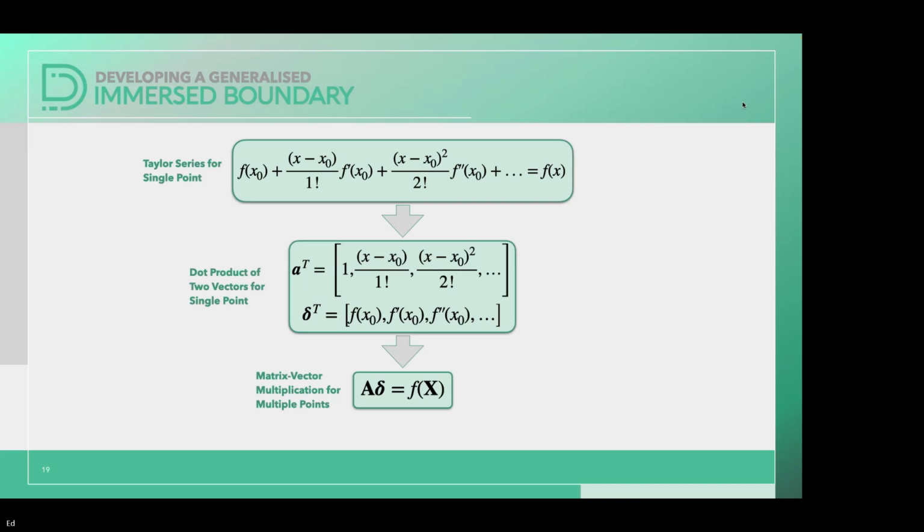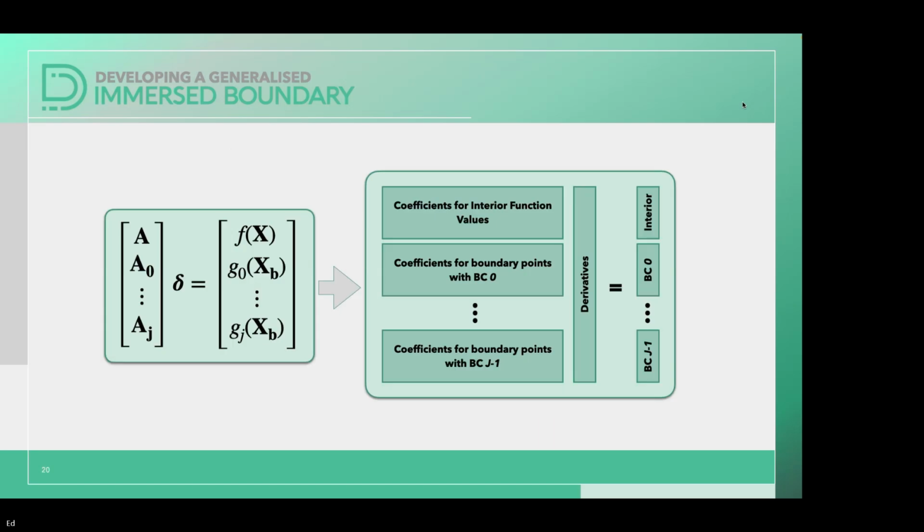If we have a bunch of points, we end up with a bunch of different A's. For this one you'd have x1 minus x0, and x2 minus x0, and so on and so forth. You can stack these all up into a matrix. But this delta is never going to change. It's the same for all of them, so you can express this as a matrix-vector multiplication. And so what we can end up doing is form something like this.